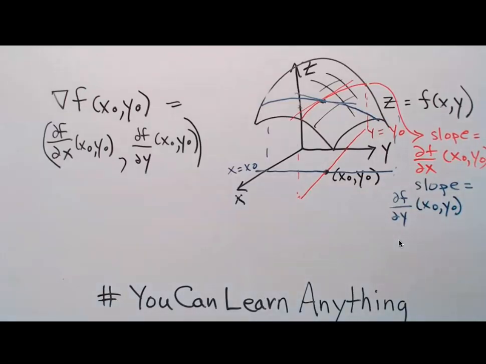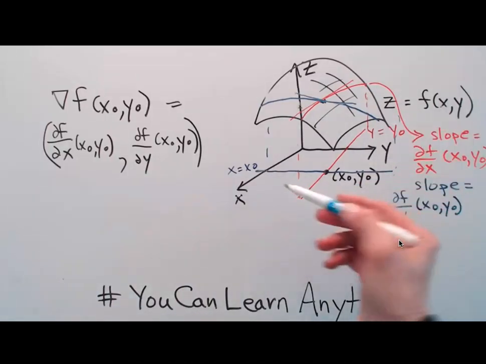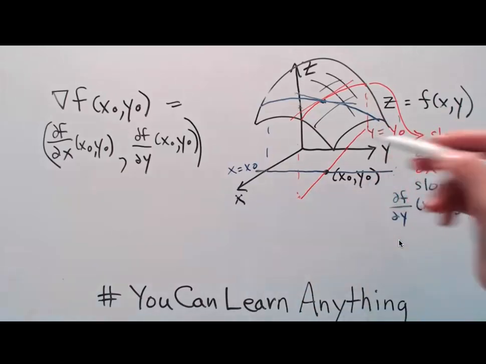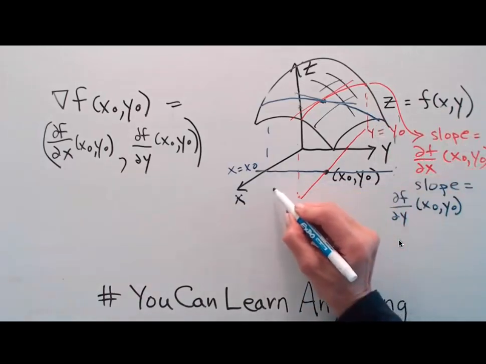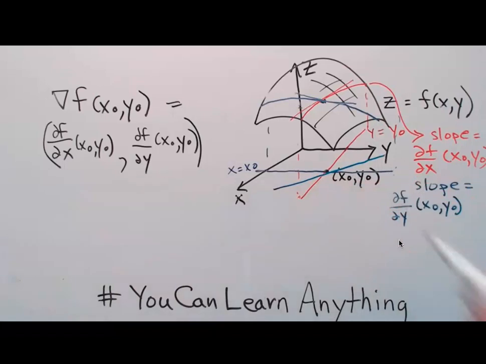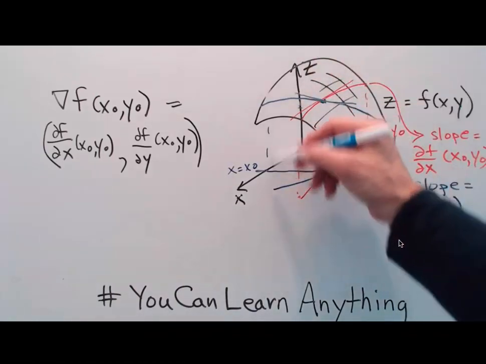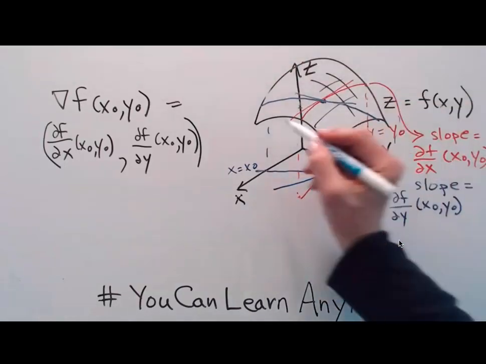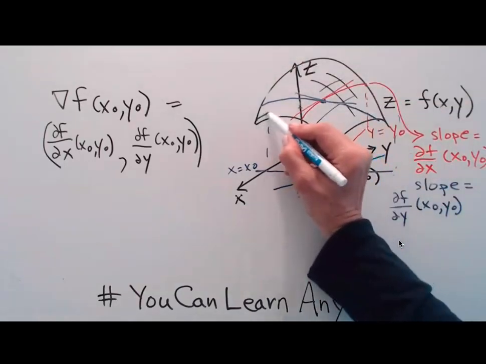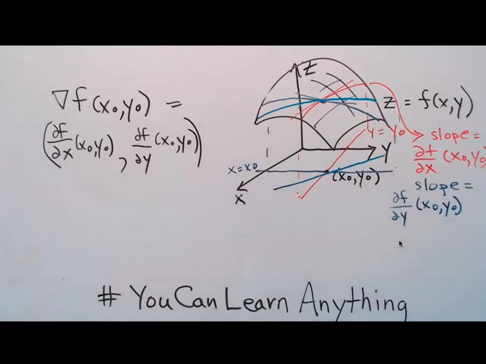Now, a perfectly reasonable question or thought at this point is, why do we only have to draw lines parallel to the 2 axes? Why can't I draw any line through that point and do the same thing? Make a plane, cut through the surface. What would I get? I would get another curve.